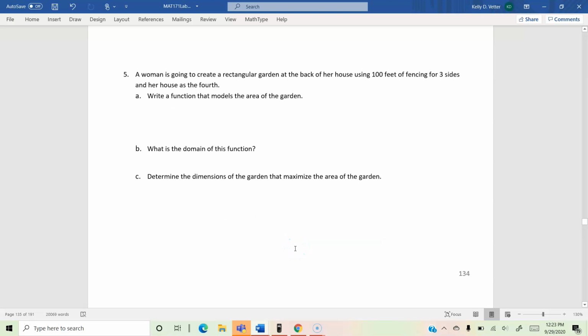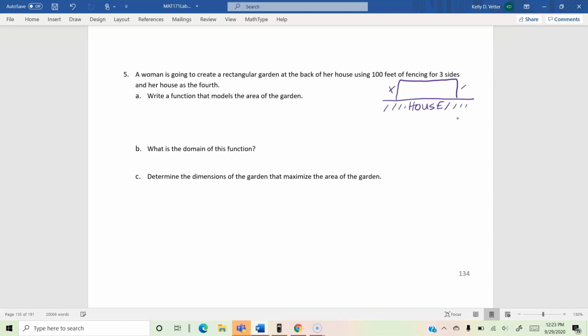So this one is a woman's going to create a garden on the back of her house. So let's draw a little picture here. So this will be the house. So this is the house, and on the back she's going to do a garden. All right, and I'm going to intentionally set this one up a little different than the answer key because I want you guys to see something that's very important. The answer key is just going to be one version of how you can set a problem up. And a lot of times there's different ways you can establish your variables. And so I'm going to do that here to show you.